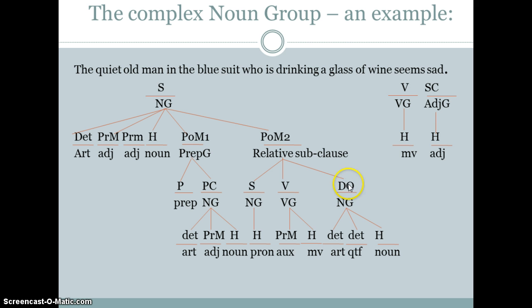Then we have a direct object, a glass of wine, and the direct object consists of another noun group. Here we have two determiners. We have an article, a, and then we have another determiner which we call a quantifier, glass of, and then we have the head, which is wine.